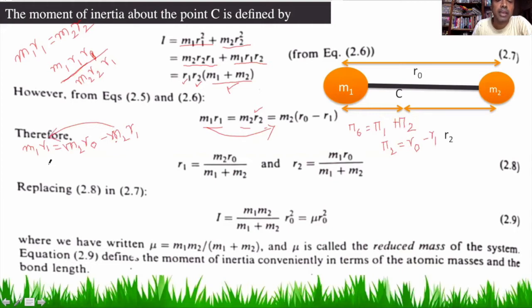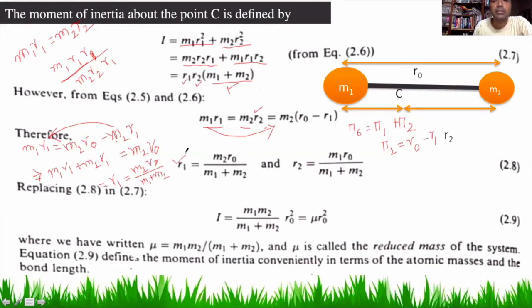If I shift the m2 r2 to the left hand side, it will be m1 r1 plus m2 r1 is equal to m2 r0, which will be the remaining. Hence, if I common out r1, it will be m2 r0 divided by m1 plus m2, since m1 plus m2 will be left out.